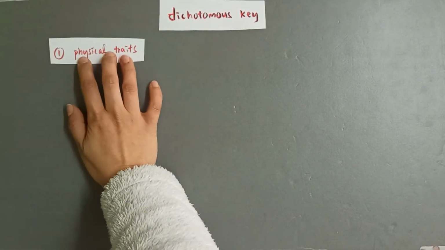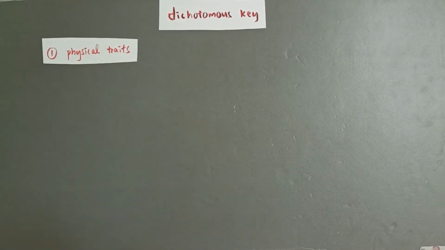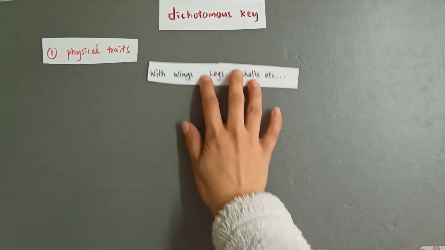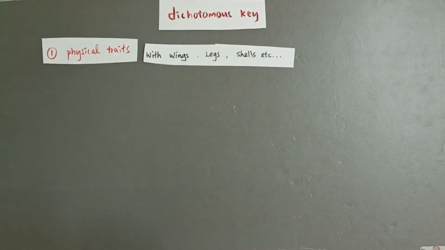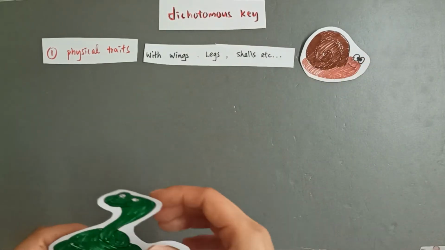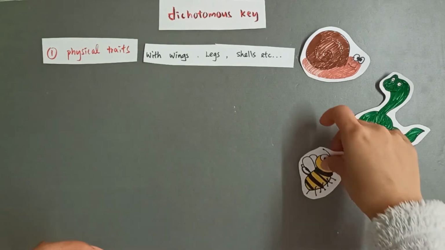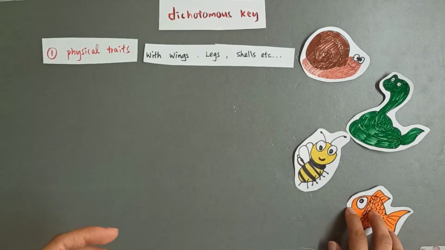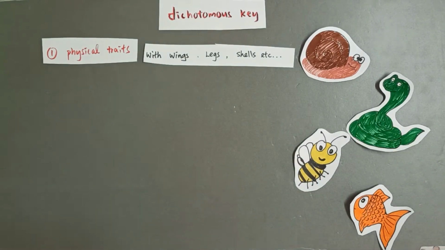Step 1, we need to identify the physical traits of the unknown organism. So what are the physical traits? They may be wings, legs, shells, etc. So I give you some examples. On my hand, I have a snail, a snake, a bee, and a fish. Can you spend a few seconds to think about what physical traits they have?